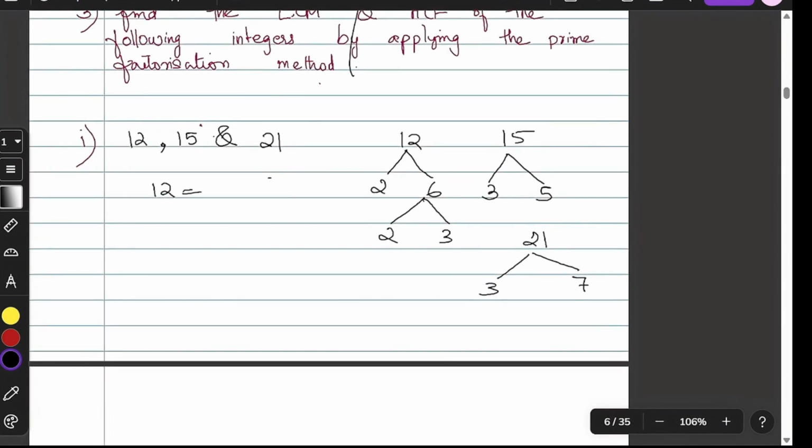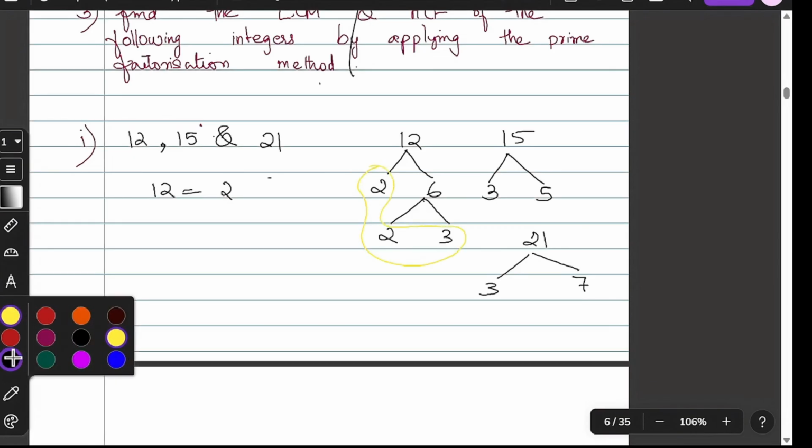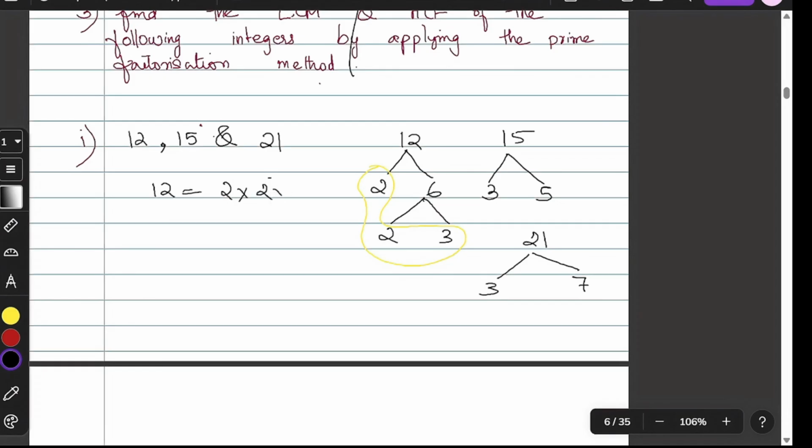So 12 can be written as, what are the factors of 12? 2 into 2 into 3. What are the factors of 15? 3 into 5. And what are the factors of 21? 3 into 7, right?